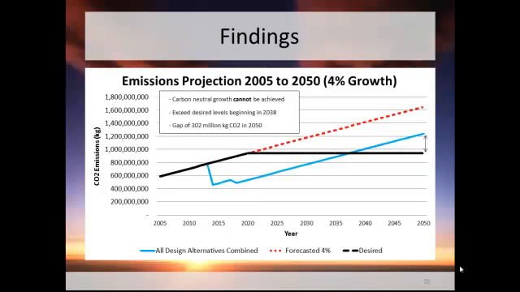We've also modeled an emissions projection using a 4% growth rate for airport operations. This projection once again assumes that all design alternatives would be implemented in 2013, with the exception of alternative fuels. With a 4% growth rate, the goal of carbon neutral growth would not be achieved.